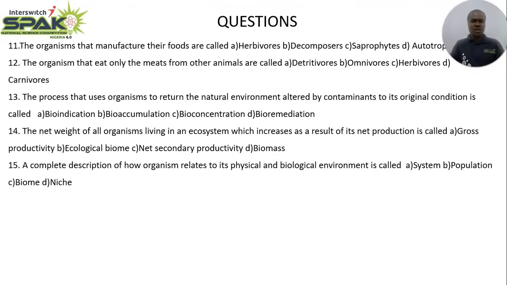So the complete description of how an organism relates to its physical and biological environment is the niche. The niche of the organism is the role, the function, the status of the organism in the ecosystem. Whatever it does there, whether it is there as a consumer, as a producer, as a decomposer, whatever, that's the niche of the organism.